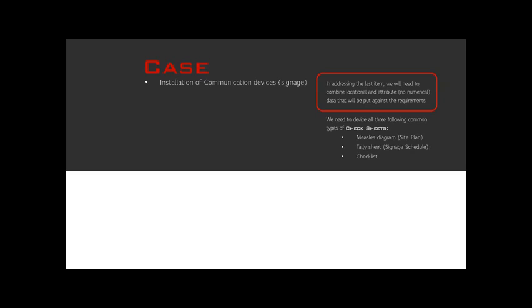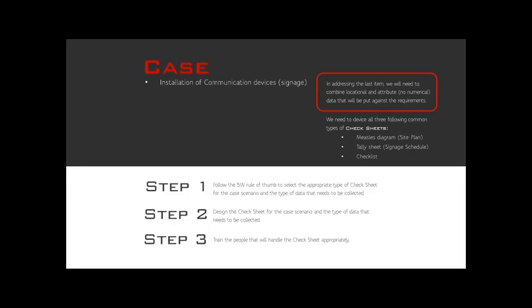These requirements currently exist in the forms of a measles diagram, which is a site plan, the tally sheet, the signage schedule, and the checklist, which is ADA and OSHA compliant. The creation of a check sheet would follow 3 steps. Step 1, we apply the 5W rule of thumb to define exactly what needs to be done and what sheet we will create to respond to what. Step 2, we build and test it on a small amount of data. And step 3, we train the people that will handle the check sheet appropriately out in the field.